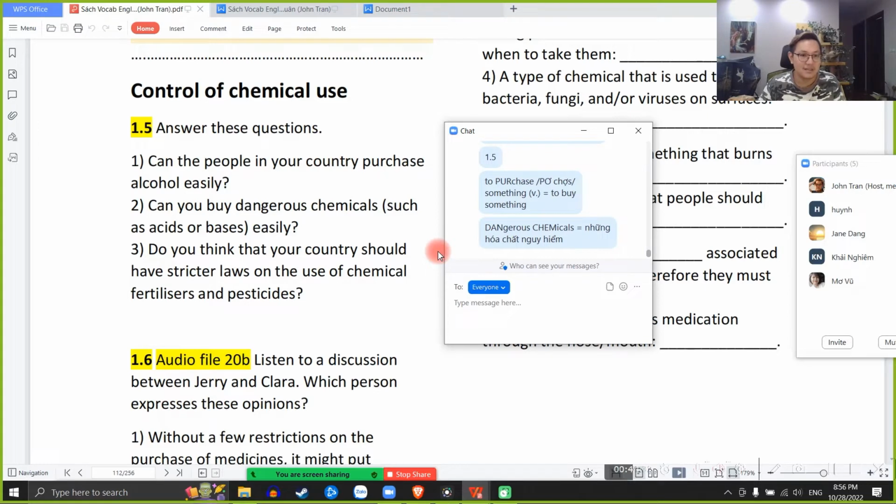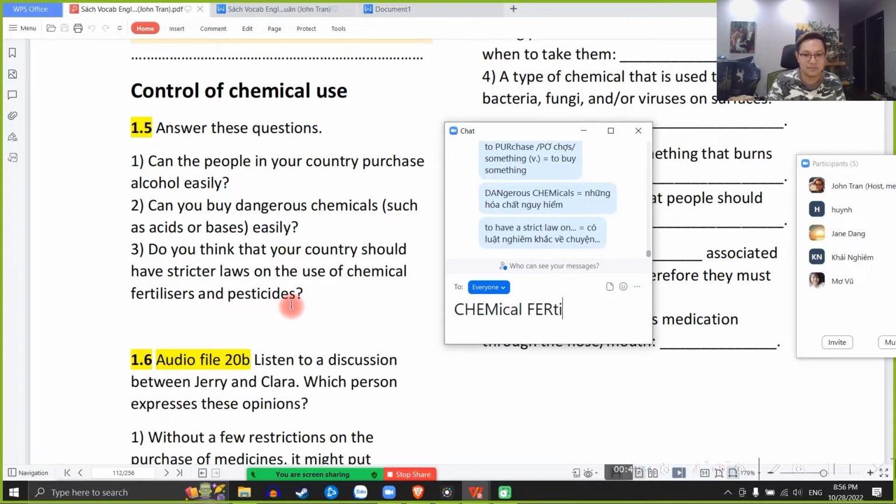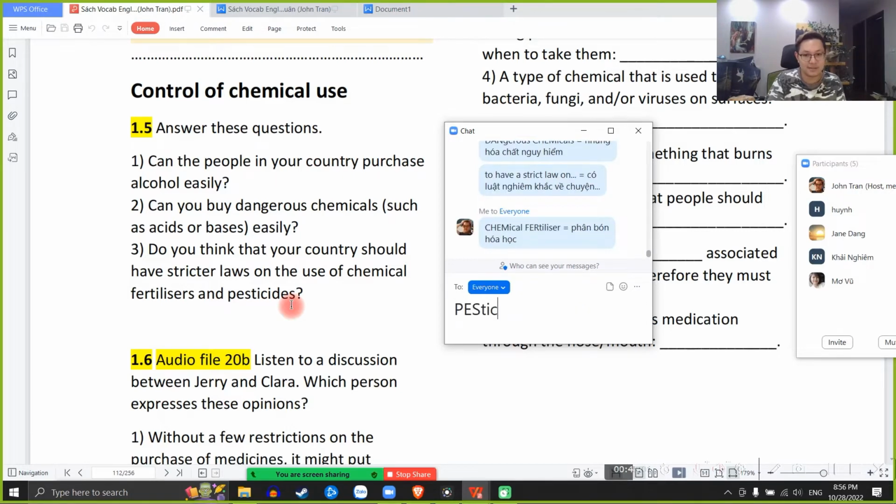Number 3. Do you think that your country should have stricter laws? To have a strict law on cái gì đó. Có luật nghiêm khắc về chuyện gì đó. To have a strict law on something, on the use of chemical fertilizers and pesticides. Chemical fertilizer, phân bón hóa học, and pesticides, những thuốc trừ sâu.